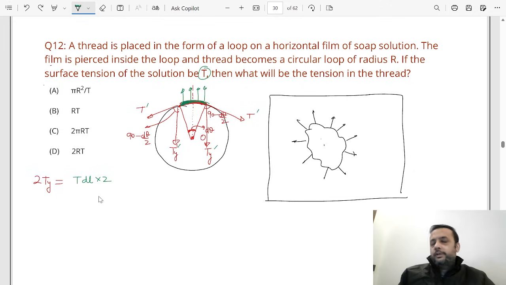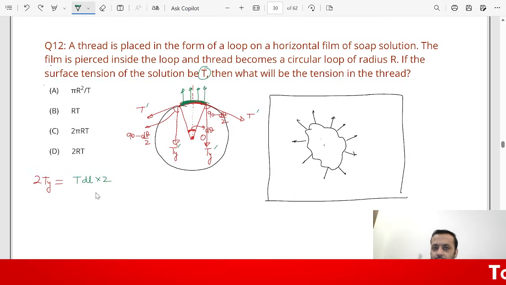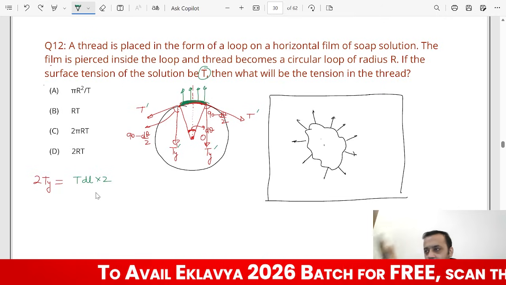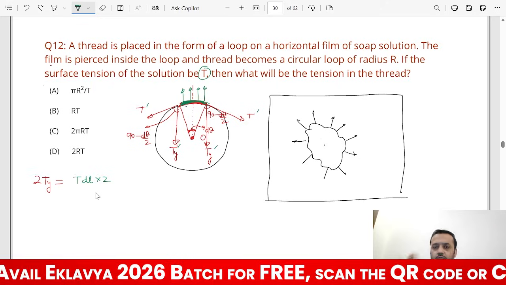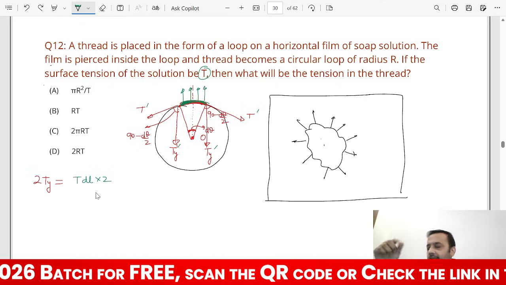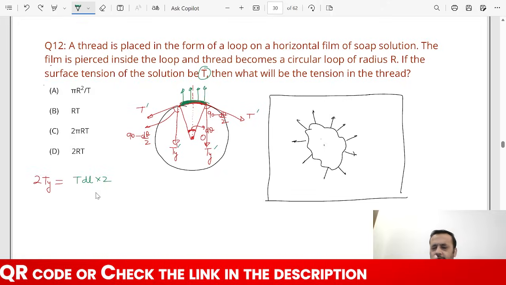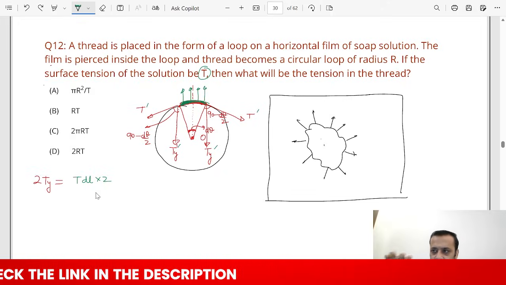But why did we get 2 here? Because there are two films, one on our side and one on the back side. For example, imagine this is a sheet of paper. You can write on one side and then you can write on the other side also. Similarly, if this is a soap film, there are two surfaces.